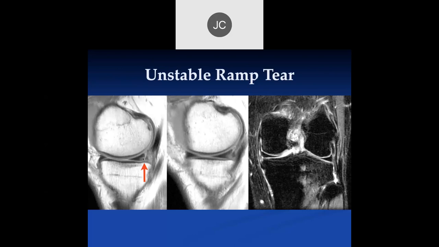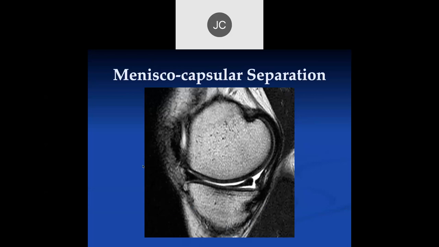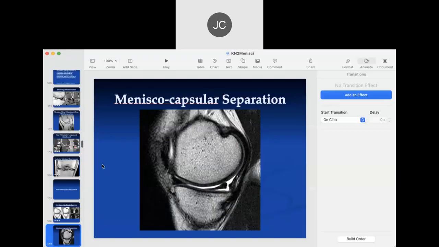If you remember, if it's inferior, it's unstable. If it's just superior, it's stable. But the main thing is just to recognize, in the setting of an ACL tear, that we have an acute peripheral tear here that's a ramp tear, and the surgeon will have to address that appropriately at the time of surgery. Okay, so we've got a sagittal T2.